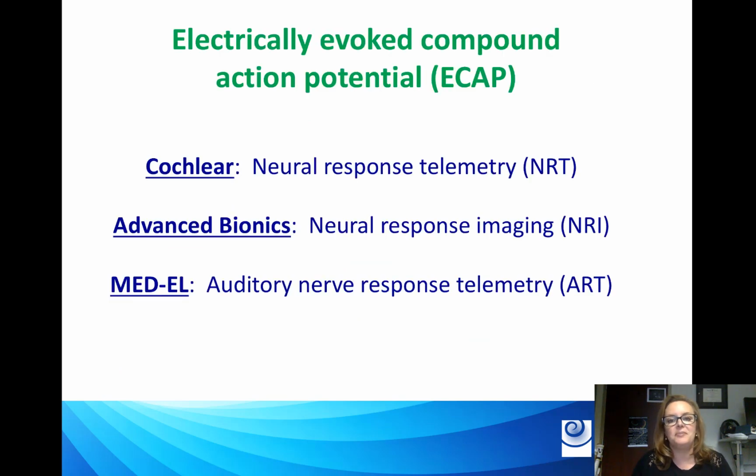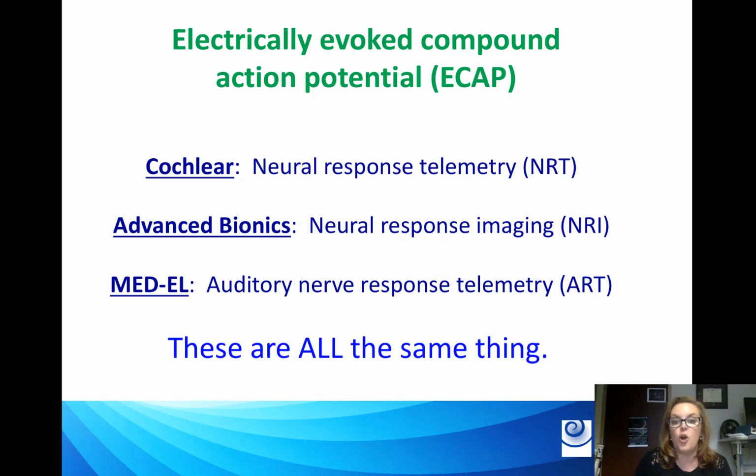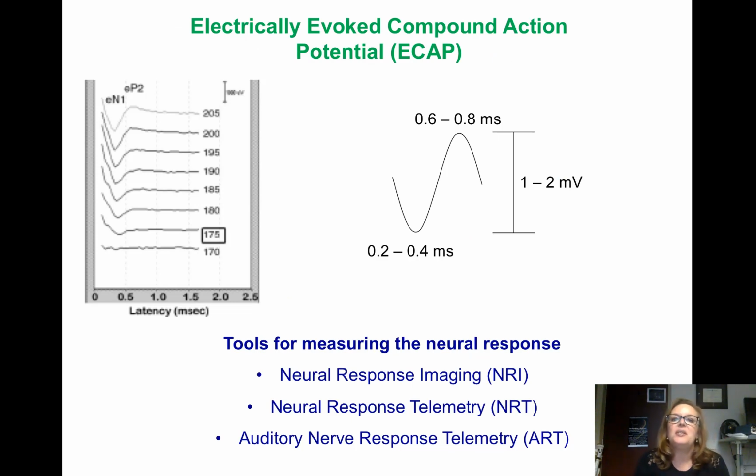Moving on to ECAPs. So this is actually the electrically evoked compound action potential, the objective measure that most people who work with cochlear implants are most familiar with. Although most people are going to refer to this as NRT, irrespective of whether or not the patient has a cochlear device. NRT, NRI, ART, again, just marketing terms for what truly is the ECAP. So I'm going to be referring to this as ECAP. They're all the same thing.